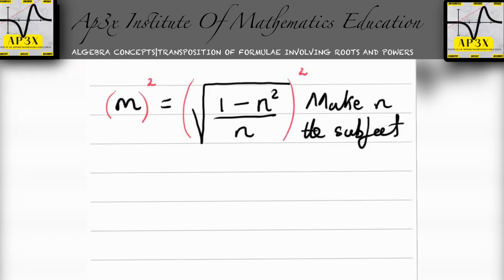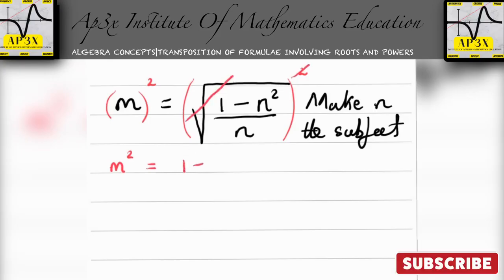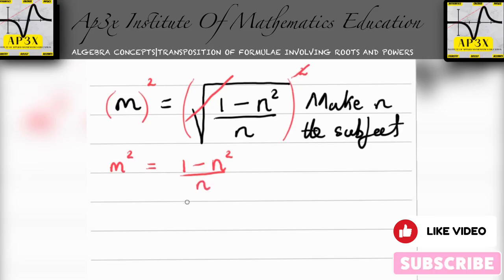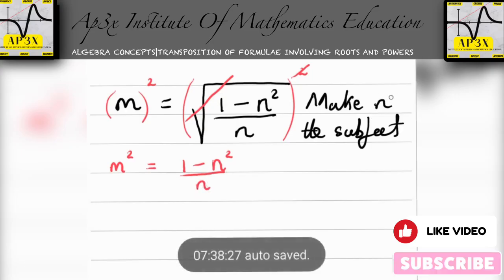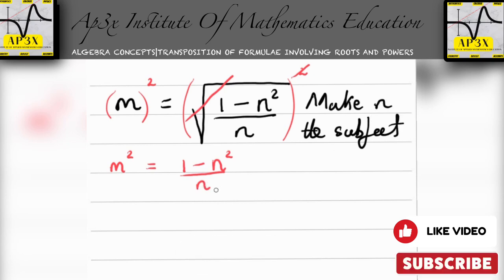So what that means for us then is that m squared is equal to the square root, which will be cancelled by the square. So we end up with 1 minus n squared all over n. In part 2, we discussed that if you're transposing an equation with more than one of the required subject, we know at some point you are going to have to factorize out this expression here.